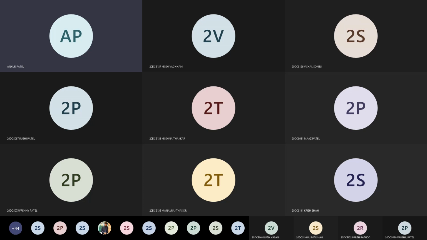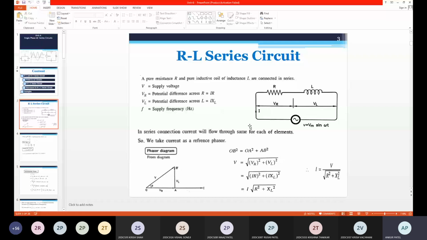Okay, this is the RL series circuit. In the RL series circuit, we are applying a potential difference across these two components, V equal to Vm sin omega t. I is the circuit current, and as the circuit is connected in series, the current remains the same. VR is the potential difference across R, VR equal to I into R. VL is the potential difference across L, VL equal to I into XL, where XL is inductive reactance, or you can say the resistance offered by the inductor. So that is called inductive reactance.